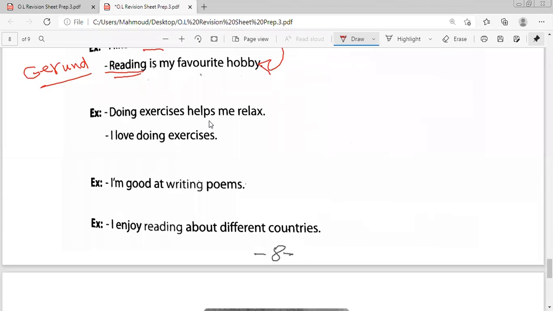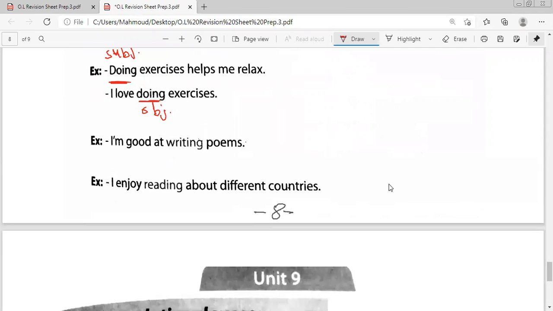Doing exercises helps me relax. Here, doing is the subject. I love doing exercise. Doing here is an object. So we can use the verb plus ing as a noun, and you can put it as a subject or as an object.